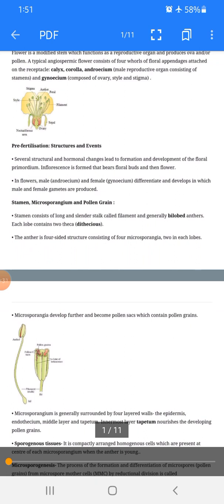Then the inflorescence is formed that bears floral buds and then flower. In flowers, male is the androecium and female is the gynoecium, which differentiate and develop, in which male and female gametes are produced.